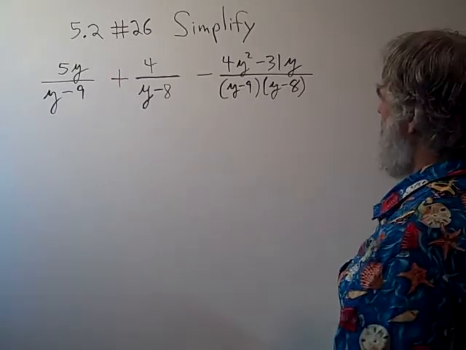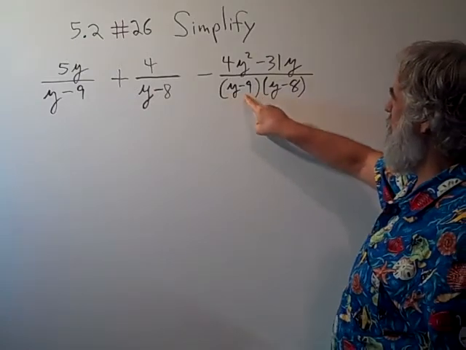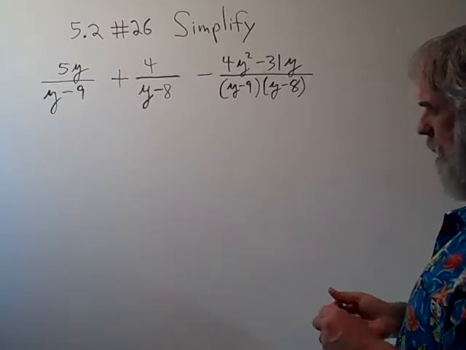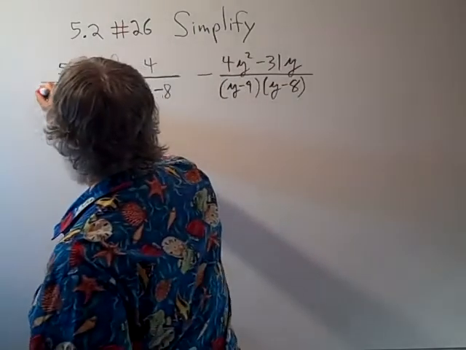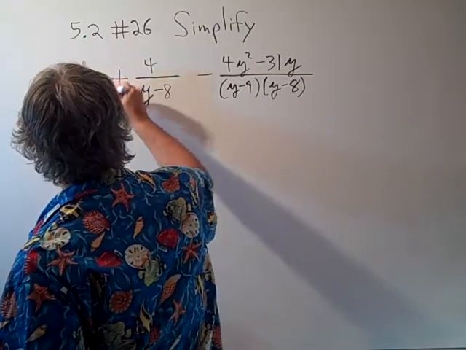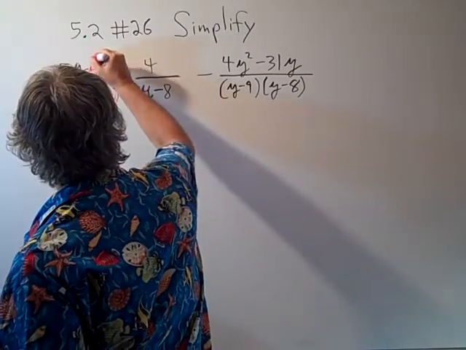Okay, we need a common denominator, which looks like it's going to be y minus 9 times y minus 8. So the first denominator needs a y minus 8 factor. So let's just give it one. Y minus 8, y minus 8.